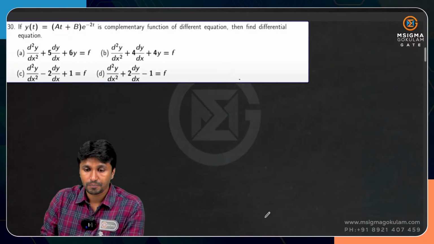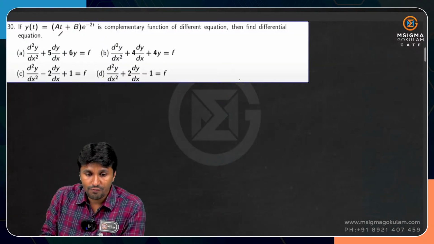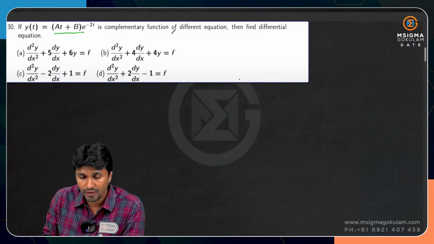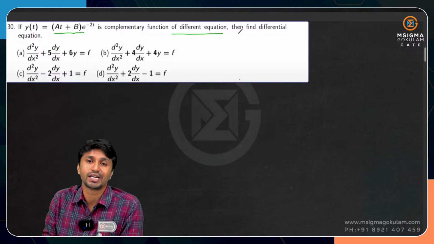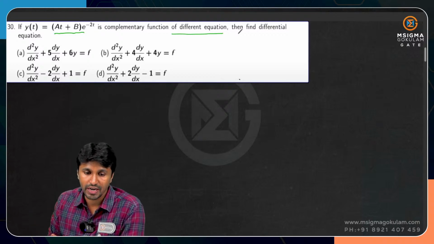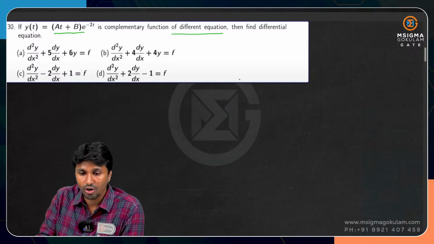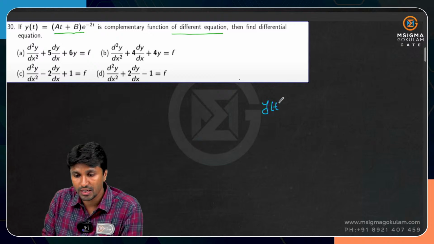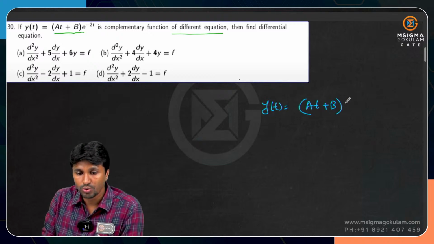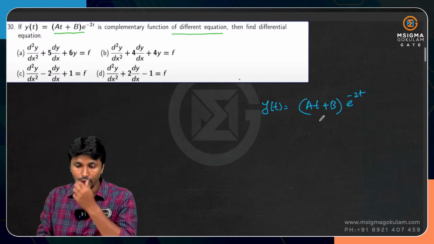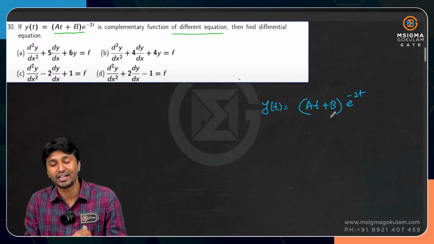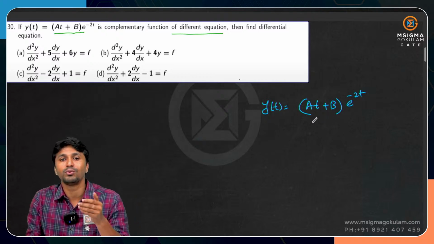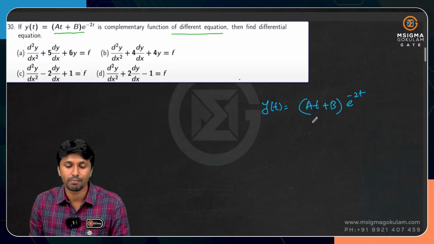Look at this one. The complementary function of a differential equation is given to you, and he is asking you to find the differential equation. Look at the solution, the complementary function: y of t is equal to (at plus b) into e raised to minus t. Looking at the solution, I can clearly make out that this will be the solution when you have repeated roots.